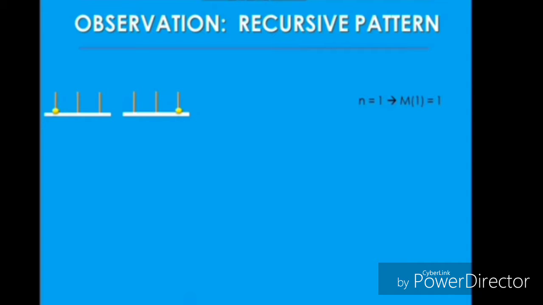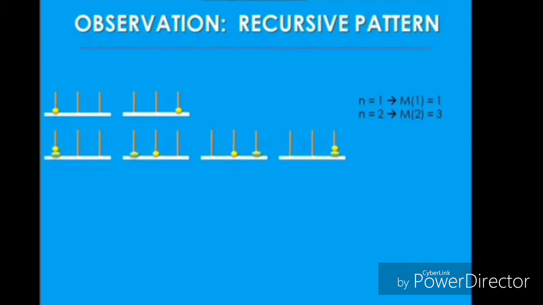So let's start with 1 disk. For 1 disk, we have m of 1, or move of 1, is equal to 1. For 2 disks, we have move of 2 is equal to 3. And for 3 disks, if we transfer n-1, or the green and yellow disks, to the middle peg, the number of moves is just like the moves we get in 2 disks. Then another 1 move if we transfer the large disk to the right peg.